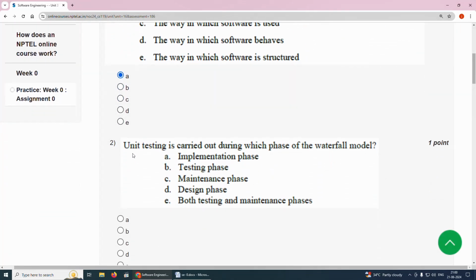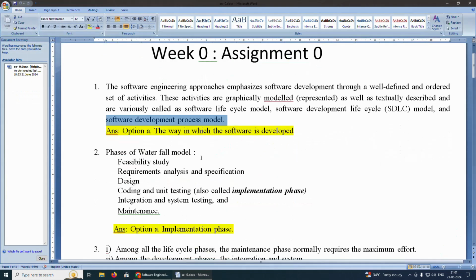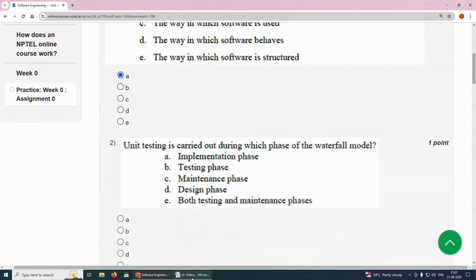Second question, unit testing is carried out during which phase of the waterfall model? The waterfall model has feasibility study, requirements analysis and specification phase, design phase, coding and unit testing phase, also called implementation phase, then integration and system testing phase, and finally maintenance phase. The answer is option A, implementation phase.